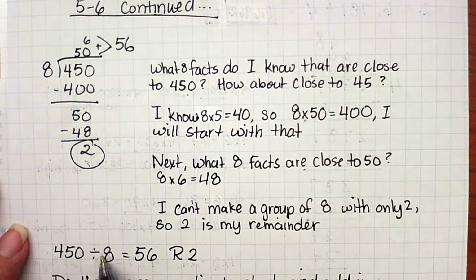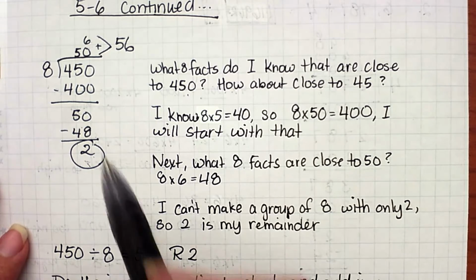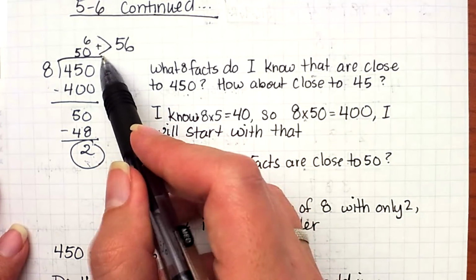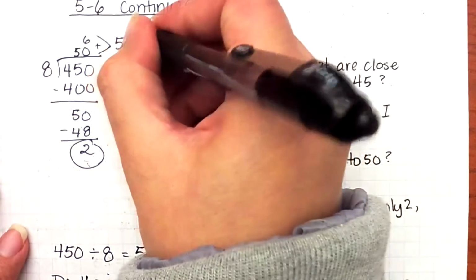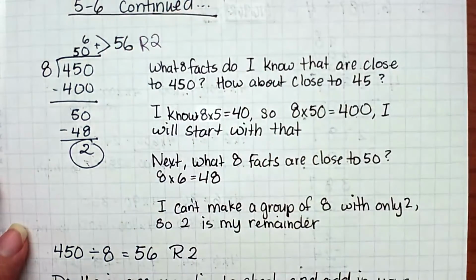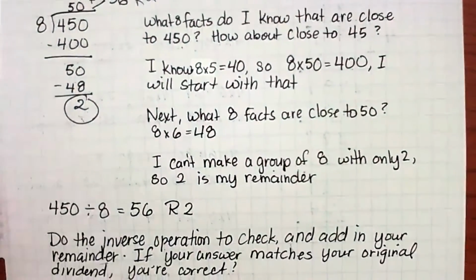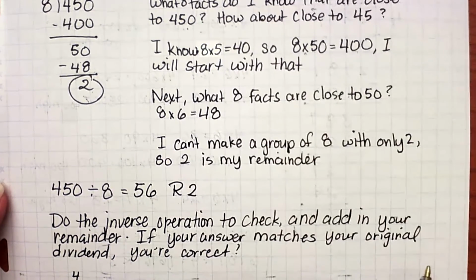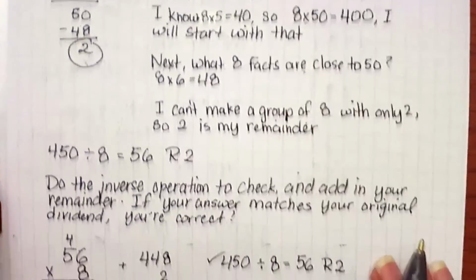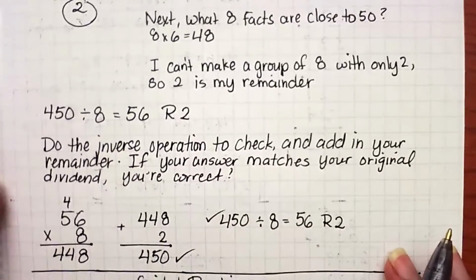So 450 divided by 8 is going to give me 56, right? Add your partial quotients: 56 with a remainder of 2. So we're going to do the inverse operation again to check our answer. And remember, if your answer matches your original dividend, then you're correct.